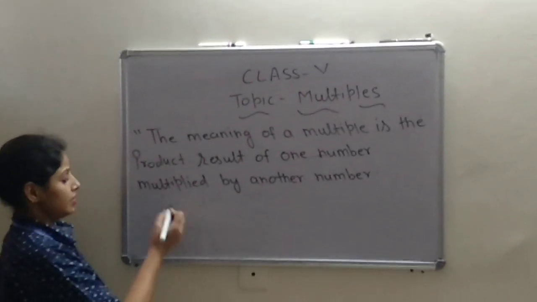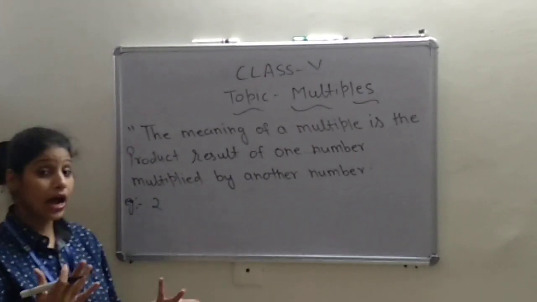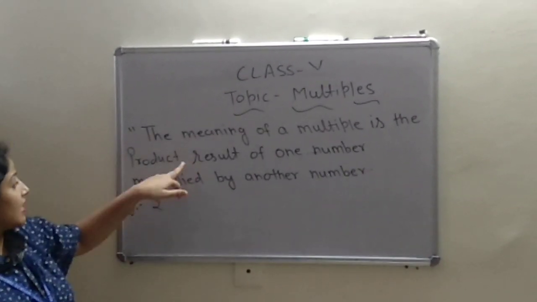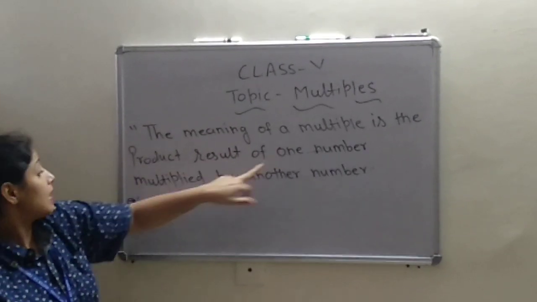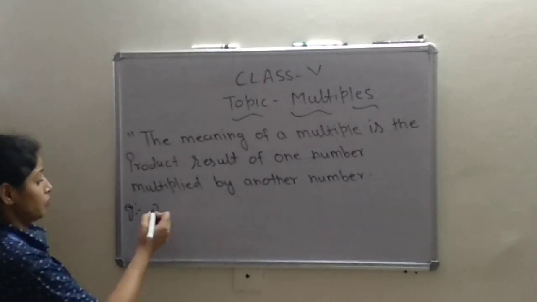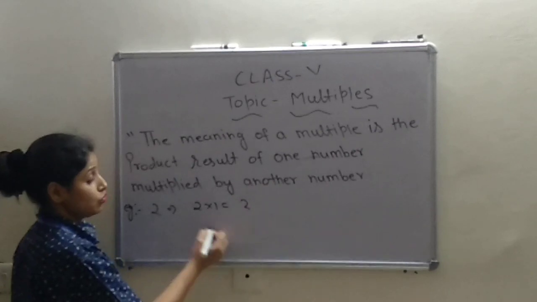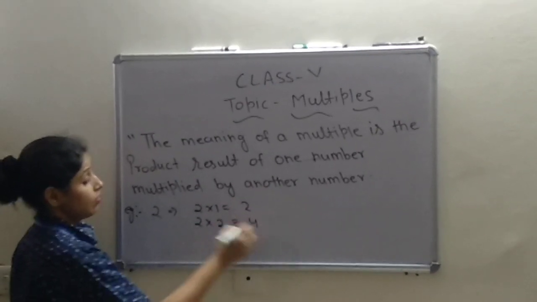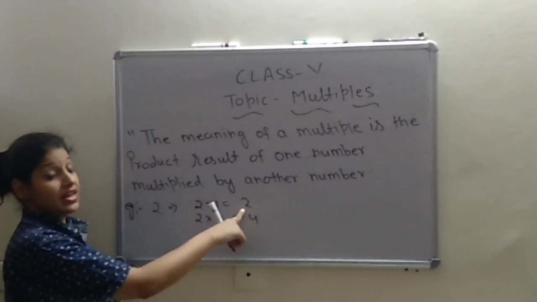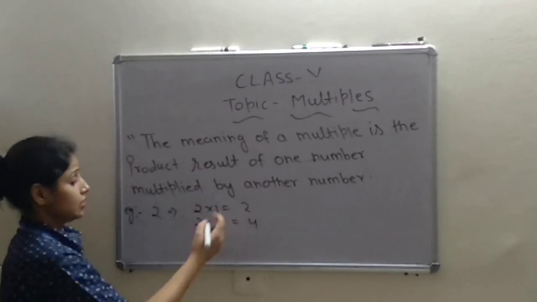Suppose I am taking a number 2. For example, I have taken 2 and now I want to write multiples of 2. Multiples of 2, that means result of one number multiplied by another number. So let's write multiples of 2. If I start writing like this, 2 ones are 2, 2 twos are 4. One number is multiplied by another number and the result we are getting is the product. So here we justify this definition.